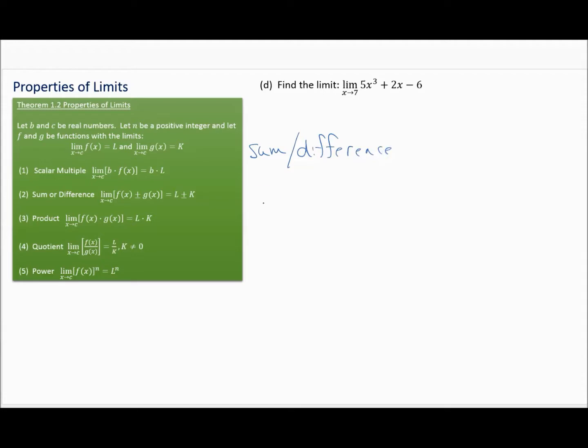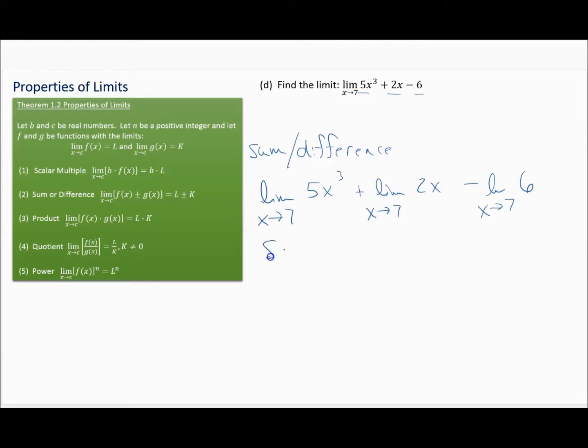And I could write this as the limit as x goes to 7 of 5x to the third plus the limit as x goes to 7 of 2x minus the limit as x goes to 7 of 6. So you see what I did? I split that up into sum and differences, three different sum and differences. Then you know what we could do?